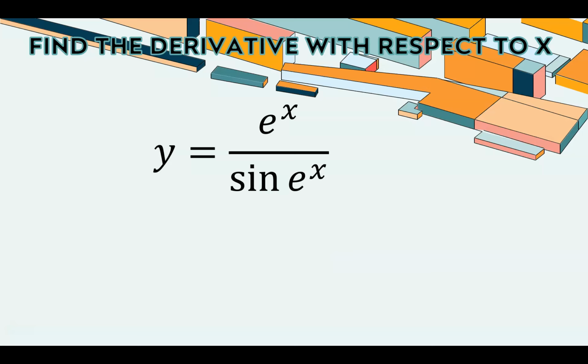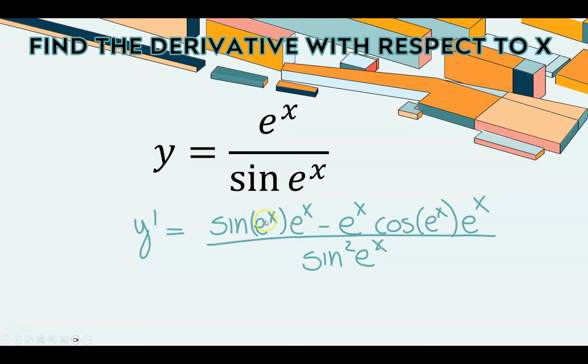All right, last one. How are we going to take the derivative of this thing? Quotient rule. The derivative of a quotient of two functions is the denominator, sine of e to the x, times the derivative of the numerator. And the derivative of e to the x in the numerator is e to the x, minus the numerator, e to the x, times the derivative of the denominator. And the derivative of sine of something is cosine of that same something. That something is e to the x, which has a rate of change of e to the x, all over the denominator squared. So I just decided to do sine squared of e to the x instead of the parentheses.